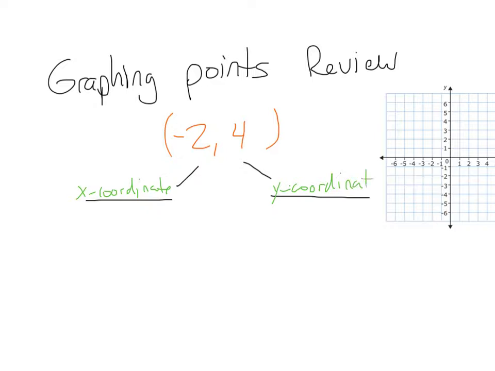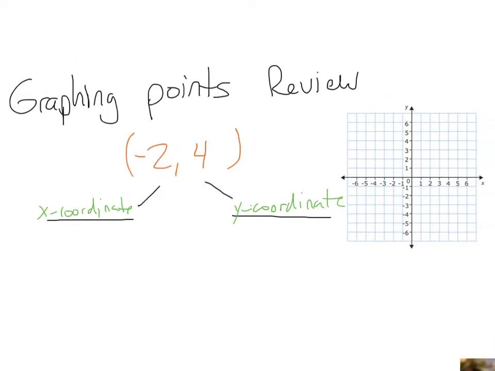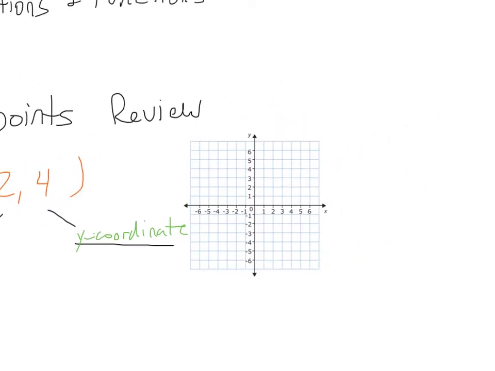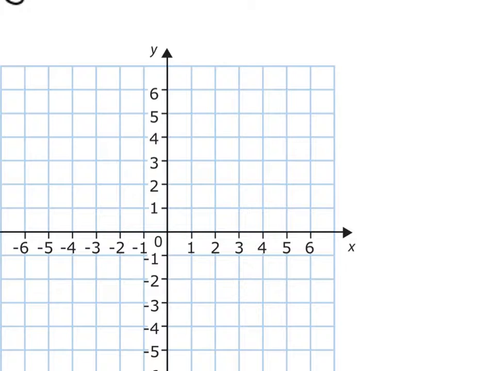coordinate, okay? And if we were to graph that, I would go, well, I have to start at the origin at 0, 0 and move left 2 and then up 4. So when it comes to the x-coordinate, negative means left, positive would mean right. When it comes to the y-coordinate, positive means up, negative would mean down. So left 2 and then up 4, and I would get that right there, and that would be -2, 4.